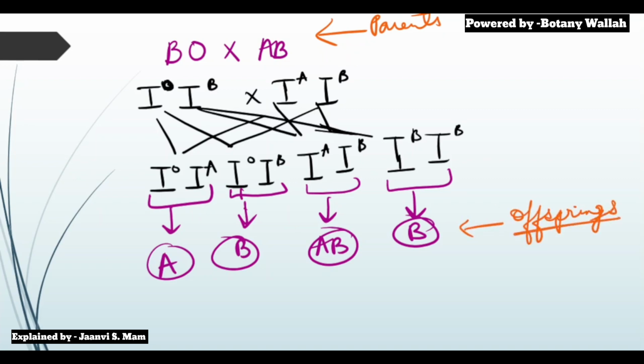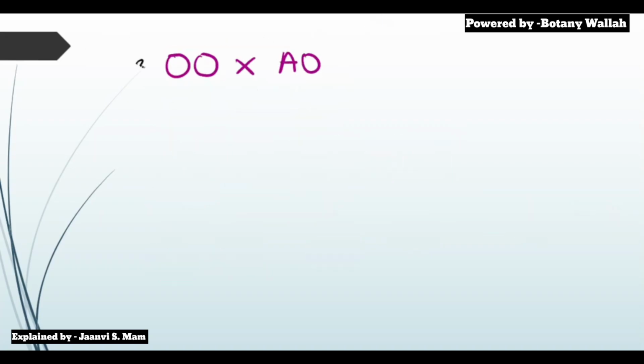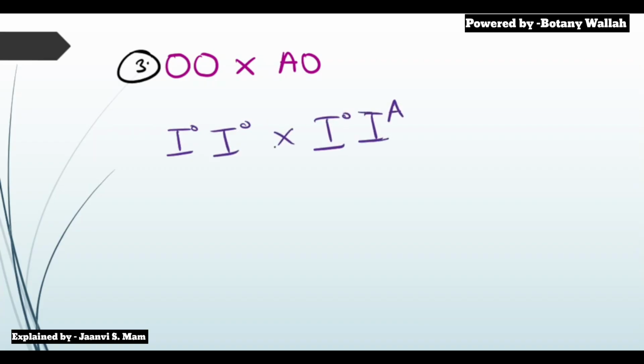Okay, next, this was the second example. I will move towards the third example. Okay, so here we can take only one O, which means what? IO cross with IO IA. It doesn't matter if you don't take these two. Ultimately you will get the same. Okay, let's take the same if you want.